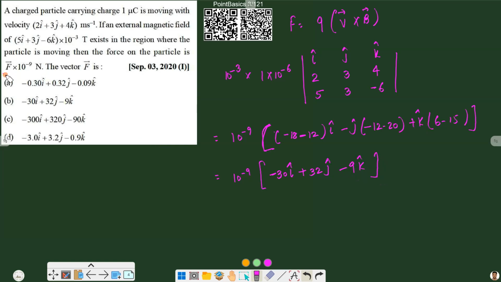And we have to represent it in the form of F into 10 raised to power minus 9. So 10 raised to power minus 9 is here, and this will act as F. So the value of F is option B. Moving to the next one.